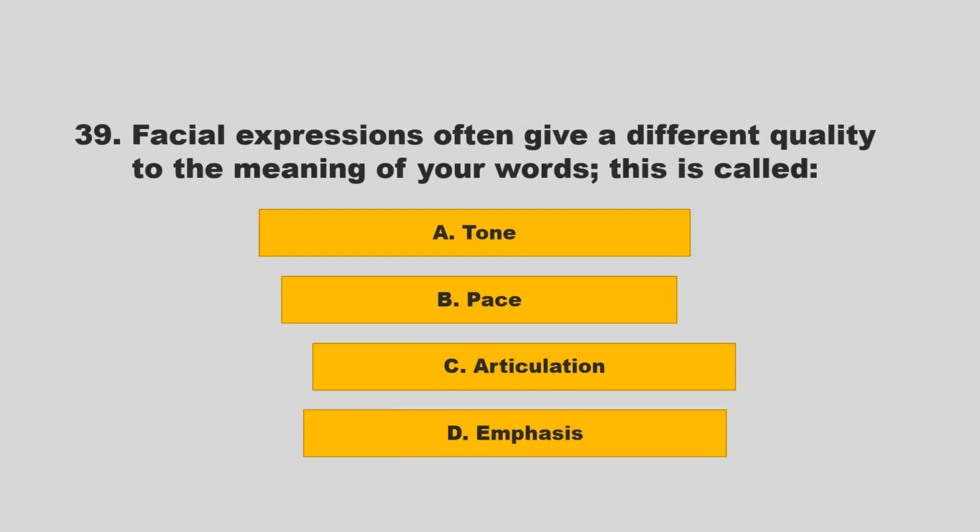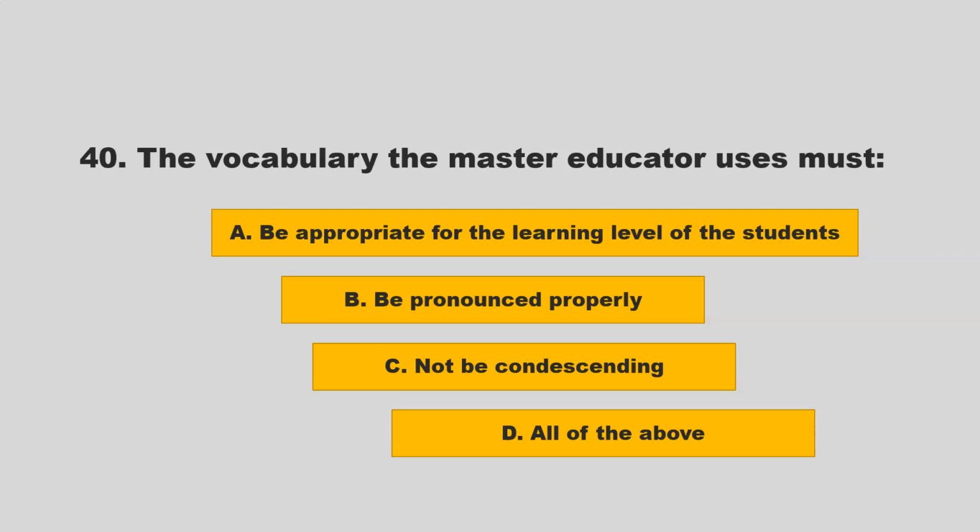Facial expressions often give a different quality to the meaning of your words. This is called tone, pace, articulation, emphasis. If you chose A, tone, you are correct. The vocabulary the Master Educator uses must be appropriate for the learning level of the students, be pronounced properly, not be condescending, all of the above. If you chose D, all of the above, you are correct.